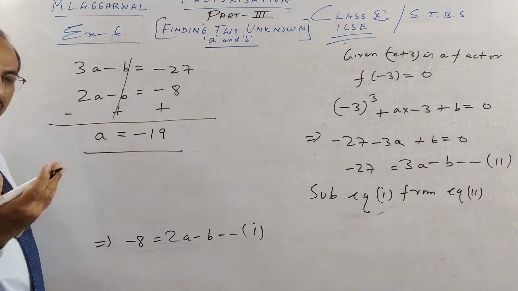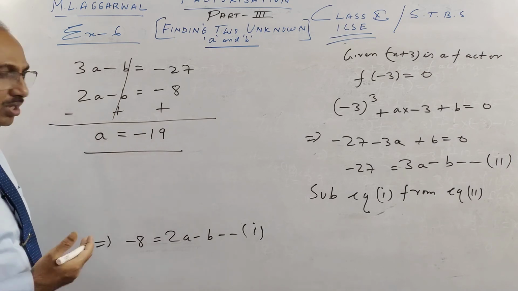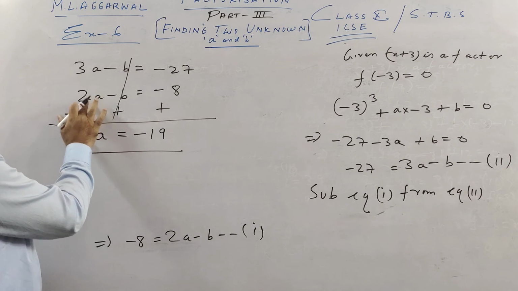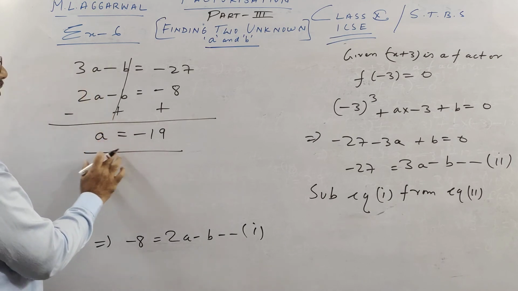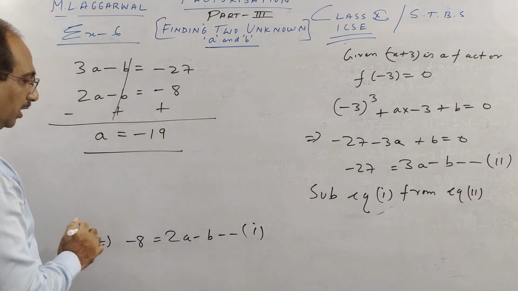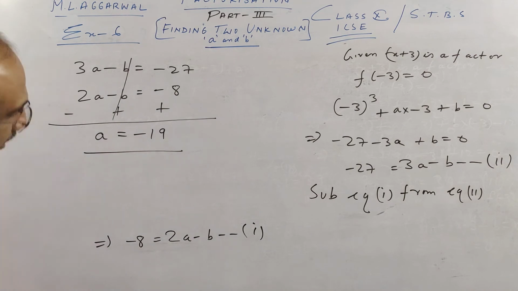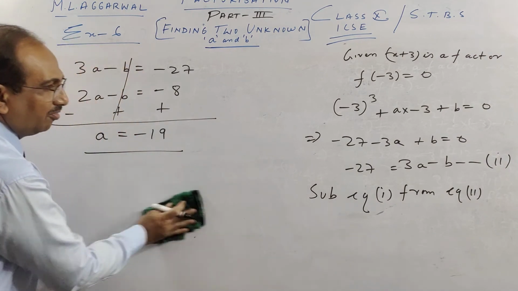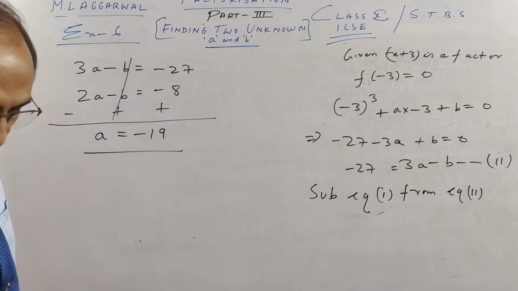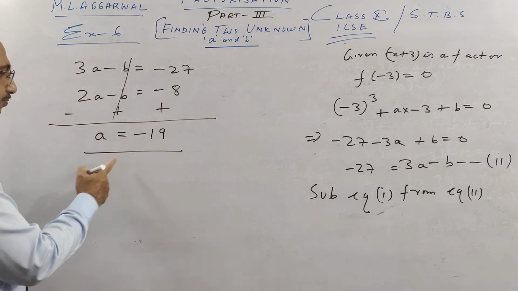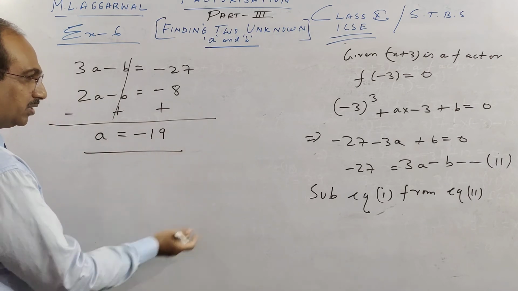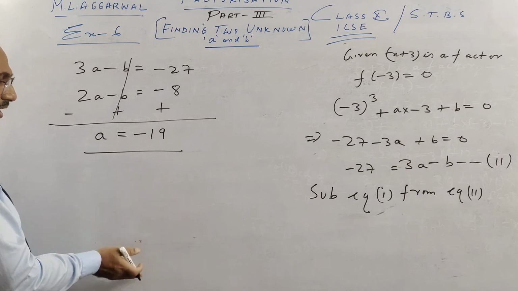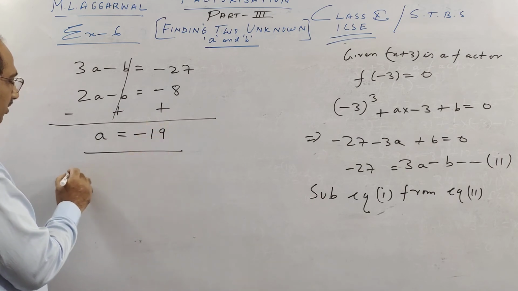So please see my class 9 video also. I have taught all the tricks there: the smaller one here, the bigger one up at the top. So a we get, and the final thing in today's session, we have to get b. So either equation 1 or 2 you use. Since I have rubbed equation 1, I am using equation 2.